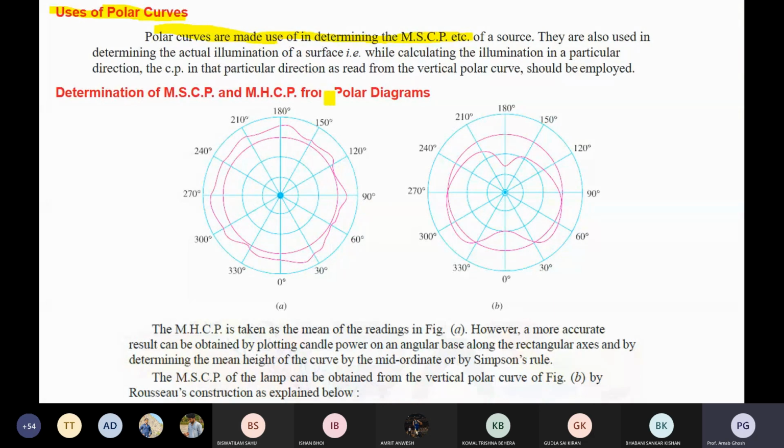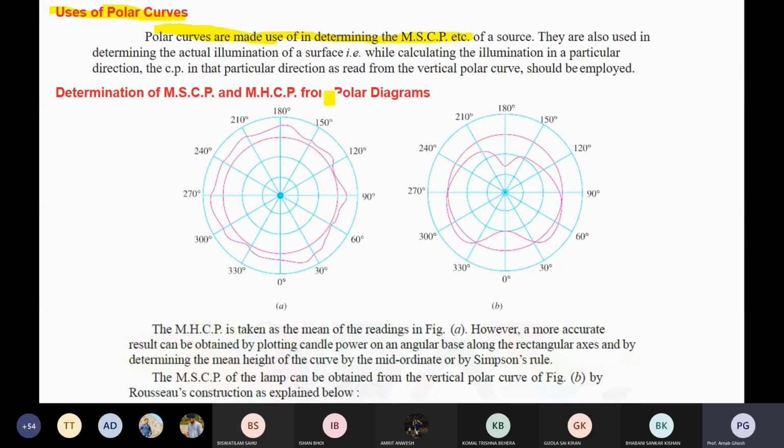MSCP, MHSCP, and MHCP. So these are three things you can directly calculate from the graph. Okay, so what are the determinations of MSCP and MHCP in the polar diagram?